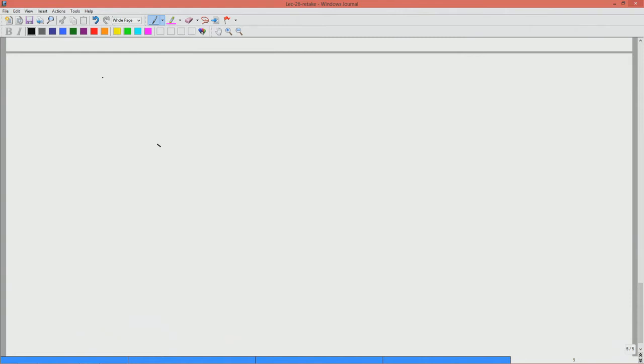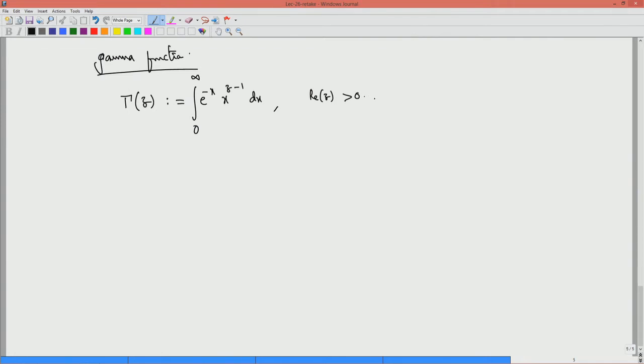So, we have a gamma function. Its definition: the gamma function is defined for all complex numbers as the integral from 0 to infinity of e power minus x, x power z minus 1 dx, where the real part of z is positive.